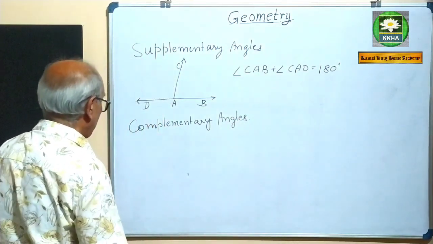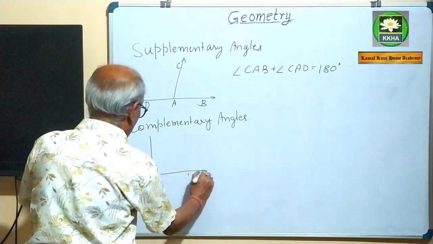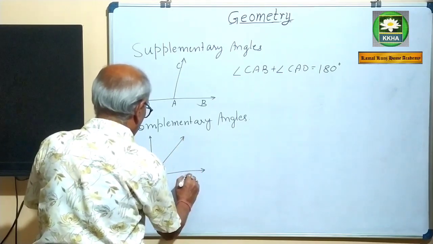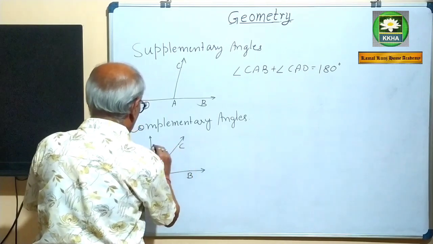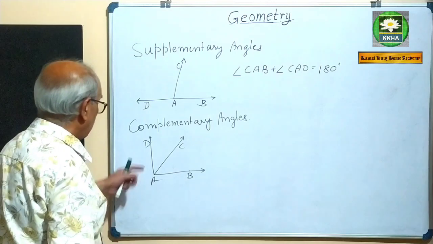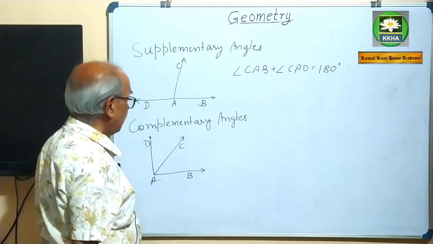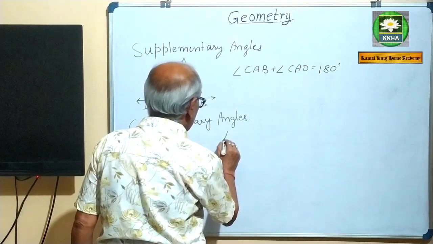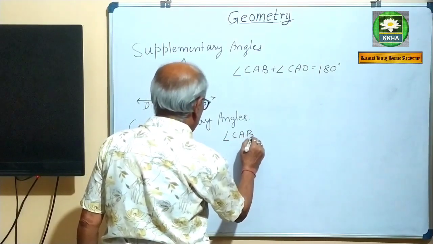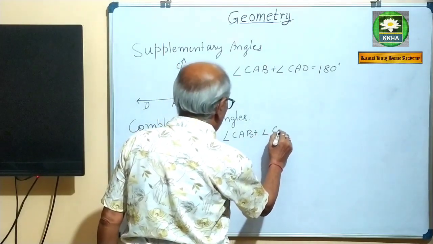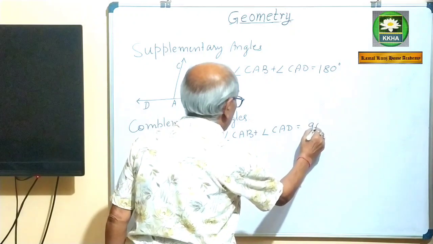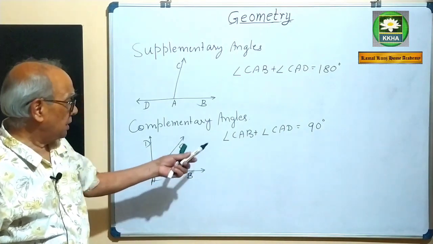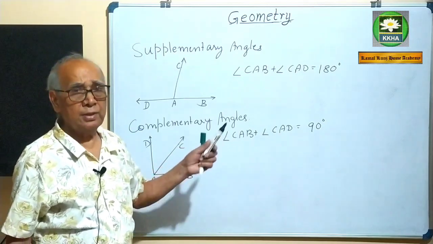What are complementary angles? Angles CAB and CAD are called complementary angles if their sum is 90 degrees. If angle CAB plus angle CAD equals 90 degrees, they are called complementary angles, and each angle is called the complement of the other.